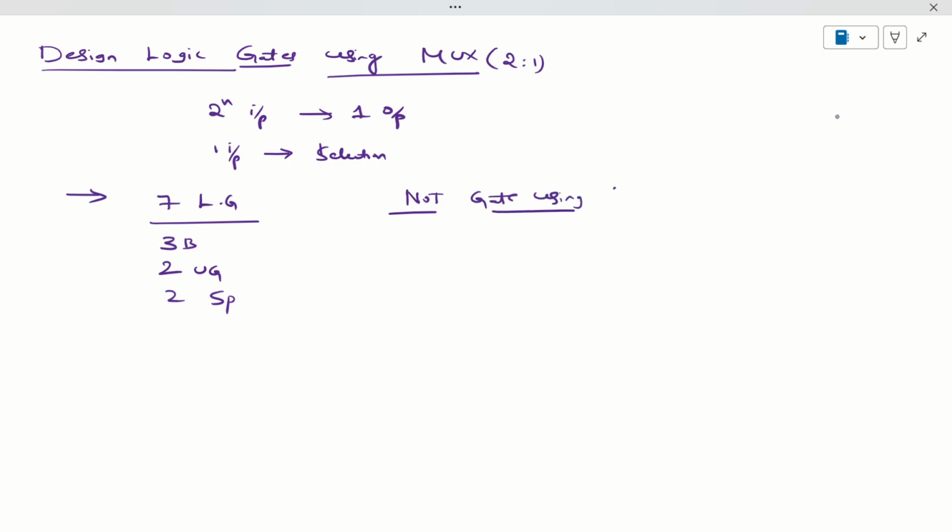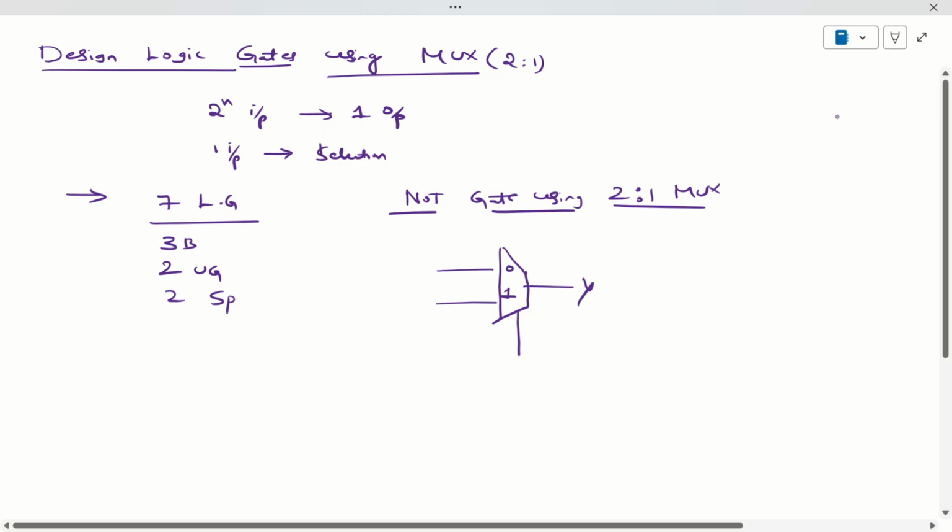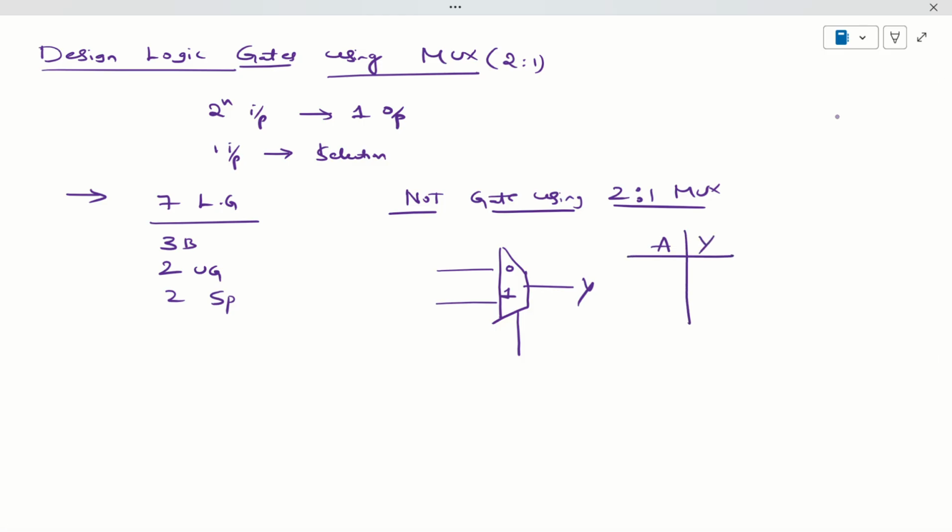NOT gate using a 2:1 multiplexer. Let's see. So a multiplexer has two inputs, right? This is called I naught, this is called 0, this is called 1, and we have one selection line and one output. So how to design it? First of all, you can draw the truth table. It has one input, one output. This is a NOT gate, right?